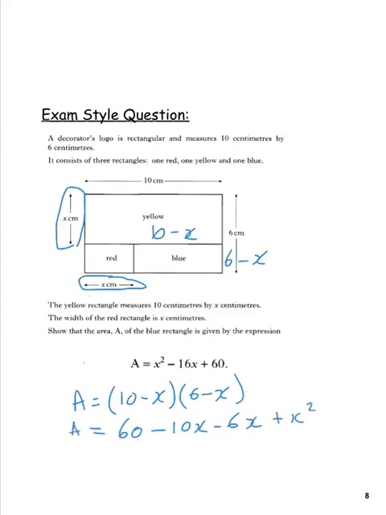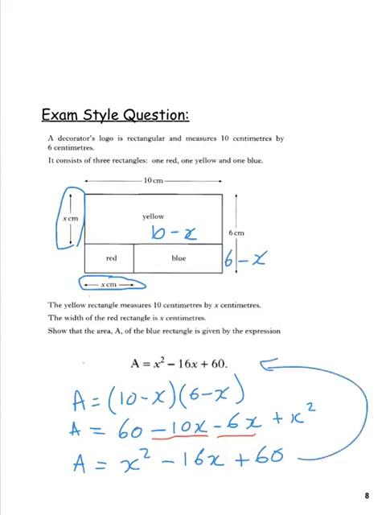If I rearrange this slightly, I get exactly what is above. We get x squared coming first, the minus 16x in the middle, because that's our 10x. Take away another 6x, and then our plus 60 on the end. Okay, so we've shown that our area for the blue rectangle is equal to that.